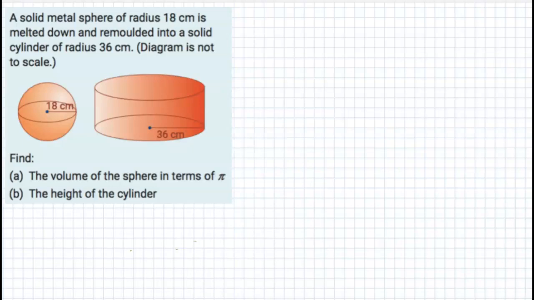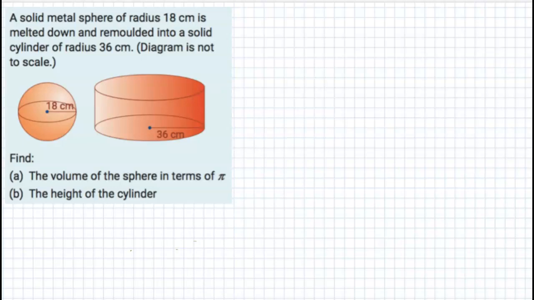So here we have a sphere, radius 18 centimeters, and we have a cylinder with a radius of 36. Okay, we don't know the height of the cylinder at this stage. A solid metal sphere of radius 18 is melted down and remolded into a solid cylinder of radius 36. Diagram is not to scale. Find the volume of the sphere in terms of pi and then find the height.